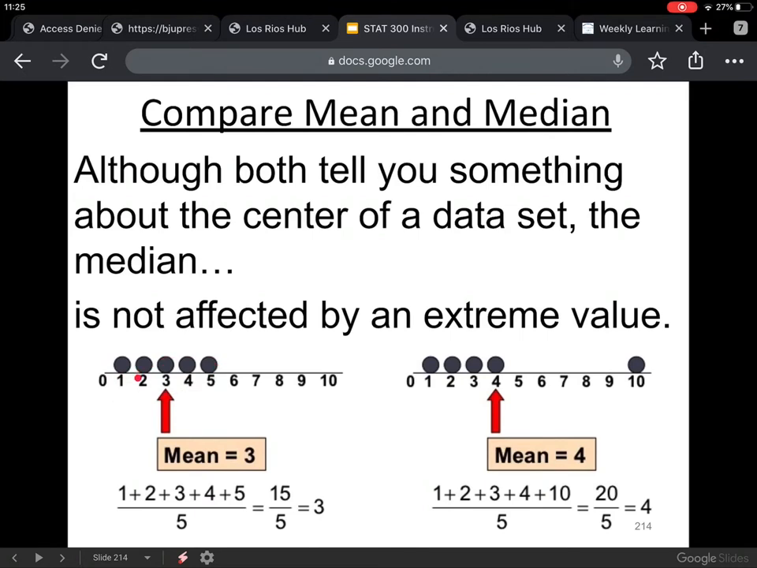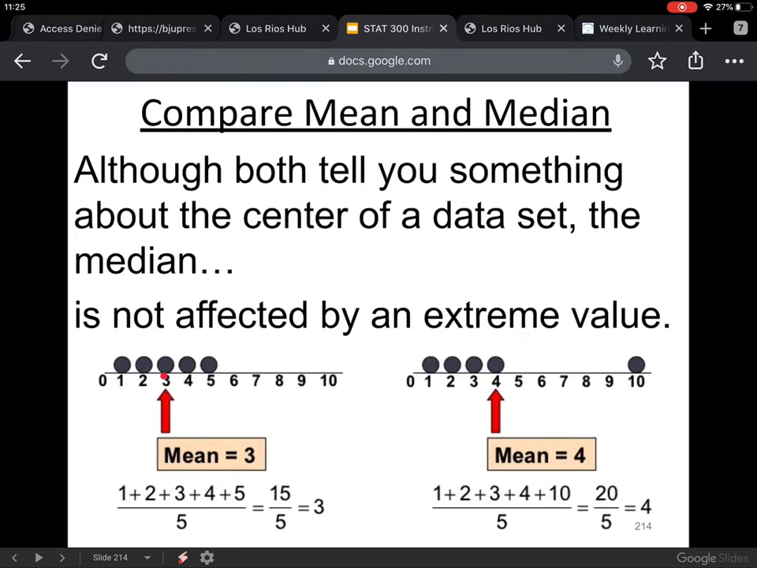If I take the average, the mean, then take all those numbers, add them up, you get 15, divided by 5, and you get 3. Okay, so that's the mean here, which is also the median, right? If I take all these numbers, what's the middle value? The middle value is 3. Okay. Then I go over to this side.